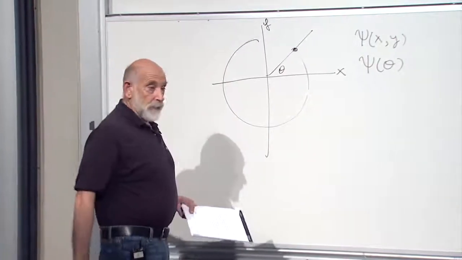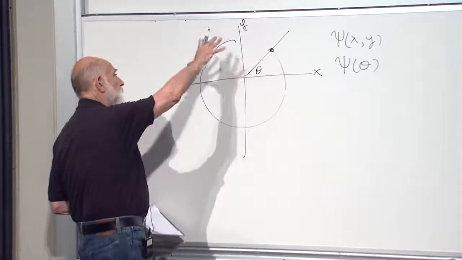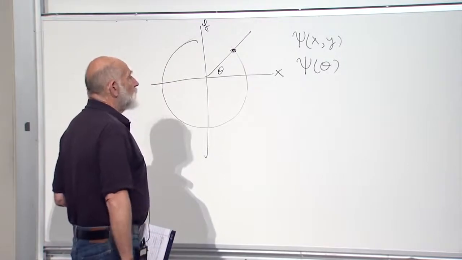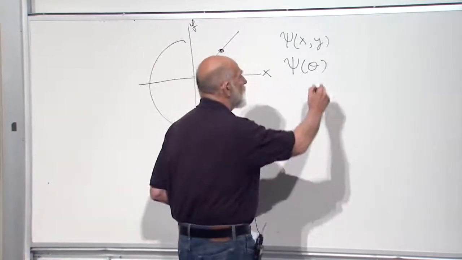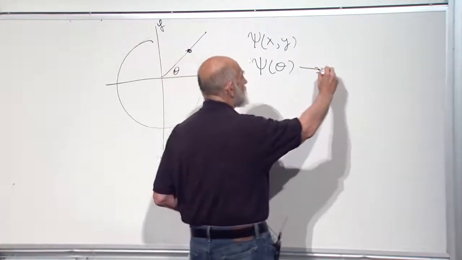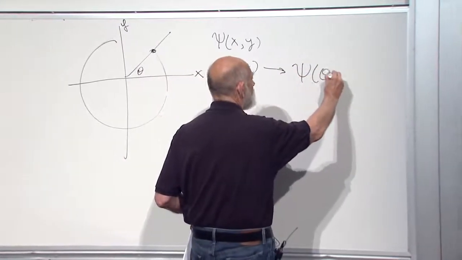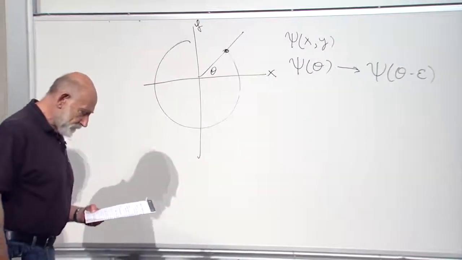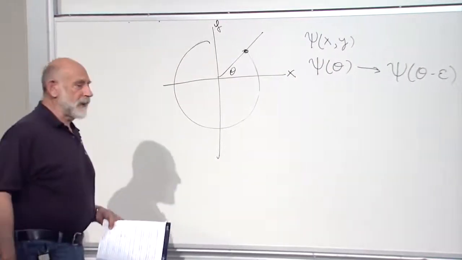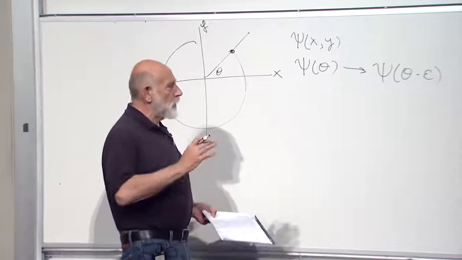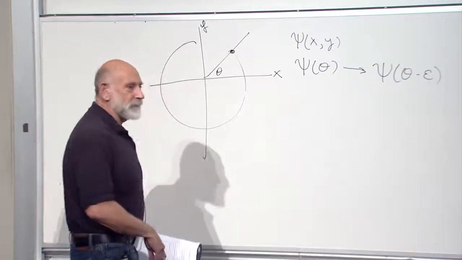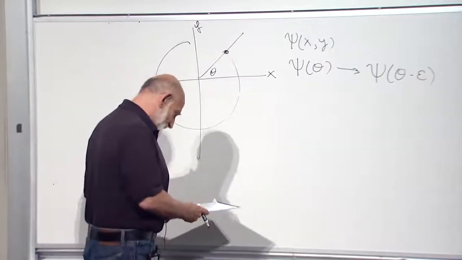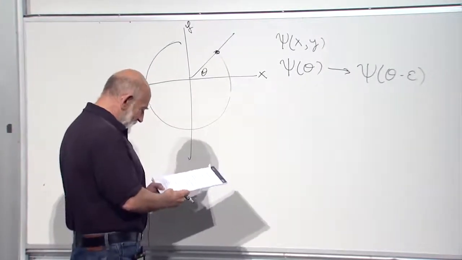What does the operation of rotation do? Let's say rotation counterclockwise. Rotation counterclockwise takes psi to psi of theta minus epsilon, where epsilon is the small angle of rotation. I constantly get confused about whether it's plus epsilon or minus epsilon. I hope I have it right, but if not, don't worry about it. It just means all of my signs will be wrong.